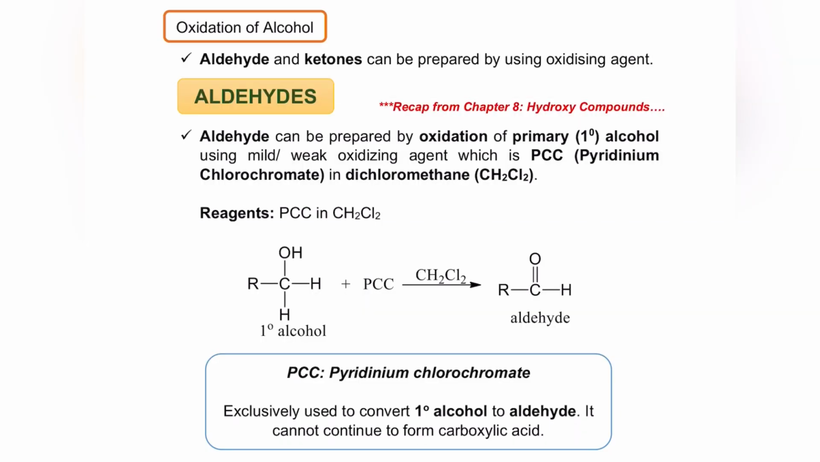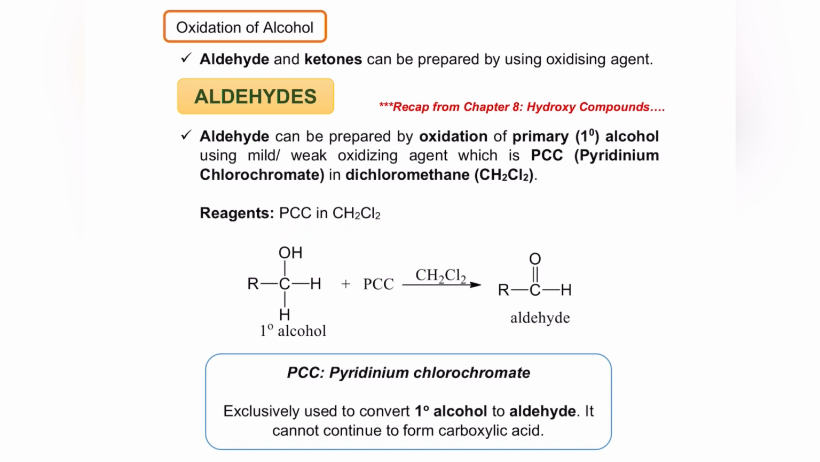Let's go with the first one, oxidation of alcohol, where when you want to do the oxidation, you have to use oxidizing agent. To prepare aldehydes, this is what we are going to recap based on chapter 8. Aldehyde can be prepared by the oxidation of primary alcohol using a weak or mild oxidizing agent. This is what you have used before, PCC. The name is pyridinium chlorochromate in dichloromethane, CH2Cl2. So when the question asks you how to write the reagents, you can write it as PCC in CH2Cl2.